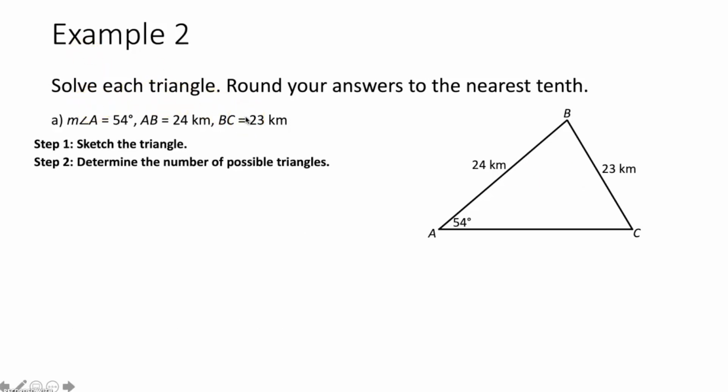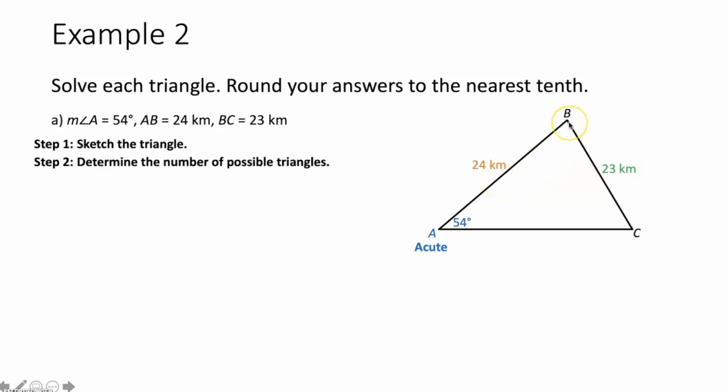So how do I determine that? Well, remember, I need to first look at the angle measure that I'm given. Is it acute, right, or obtuse? Well, in this particular example, it looks like we are given an acute angle measure. Because of that, we could have 0, 1, or 2 possible triangles formed with these given measurements. To determine which it is, we just have to compare the height of the triangle, the length of the side opposite the given angle, and the length of the side adjacent to our given angle.